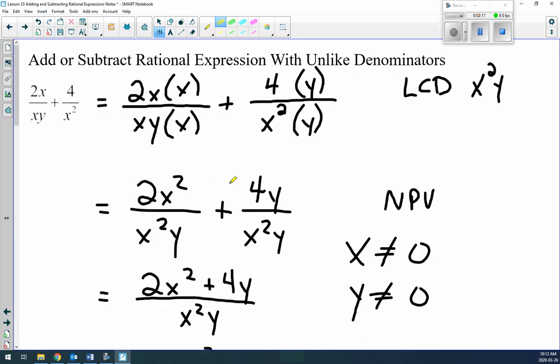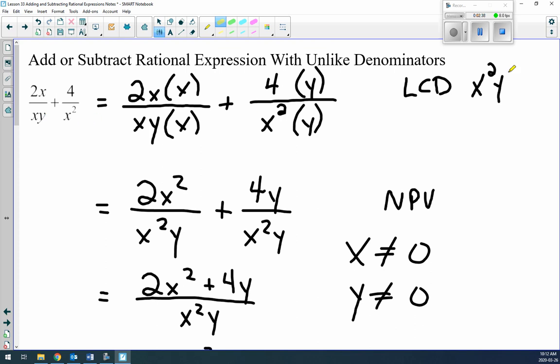All right, let's look at this first one here. So we have 2x over xy plus 4 over x squared. Okay, that's pretty complex. So what you got to do is you got to figure out your LCD first. You got to figure out your lowest common denominator. Now, you could, if you wanted to, do x times x squared and get x cubed and then y, but that's a common denominator, but that's not the lowest one.